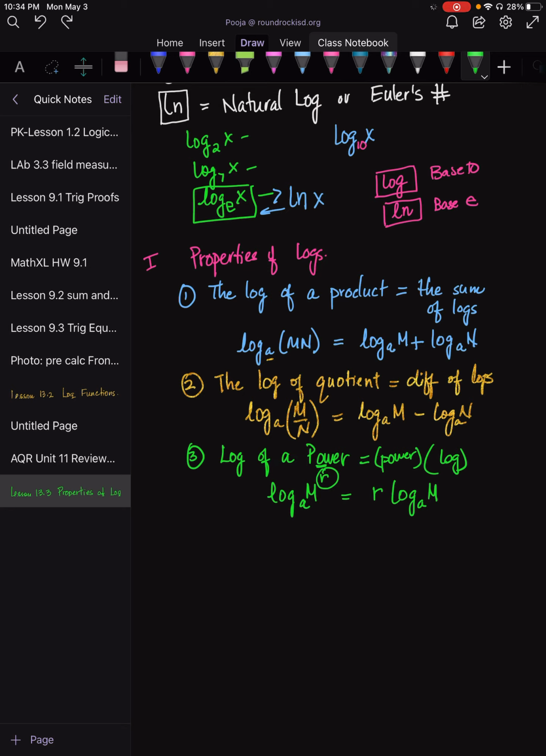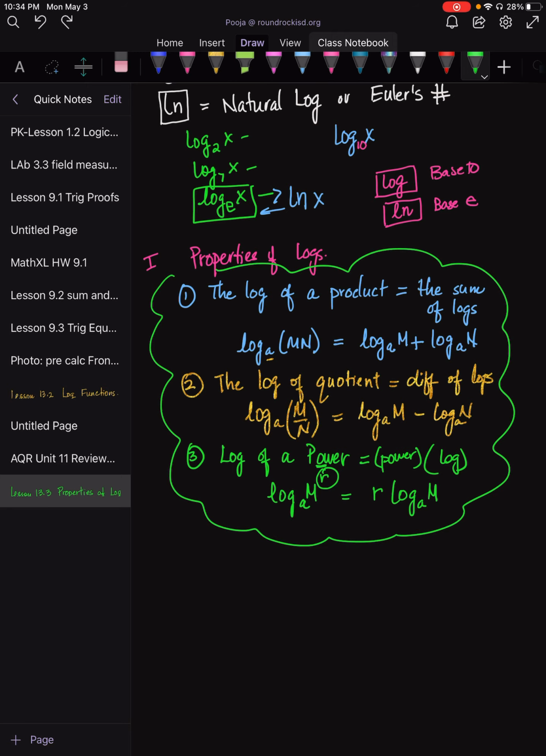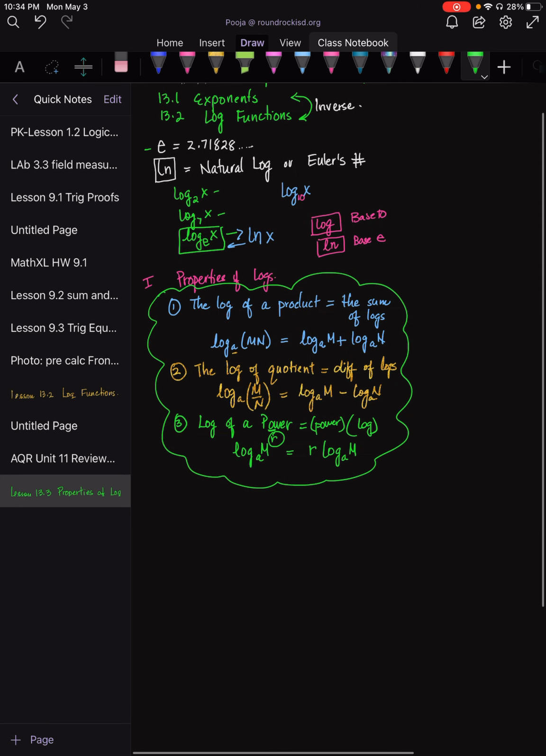All right, these three properties, and I'm going to show you a bunch of examples that use them. All right, that is beautiful and gorgeous. Let's begin.